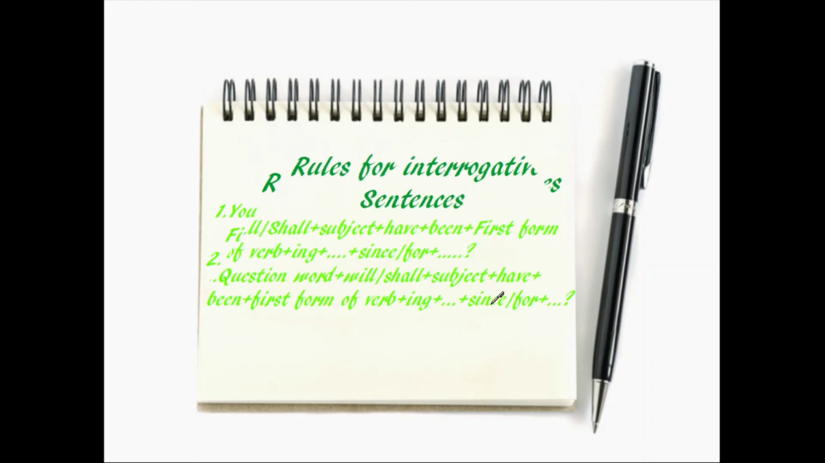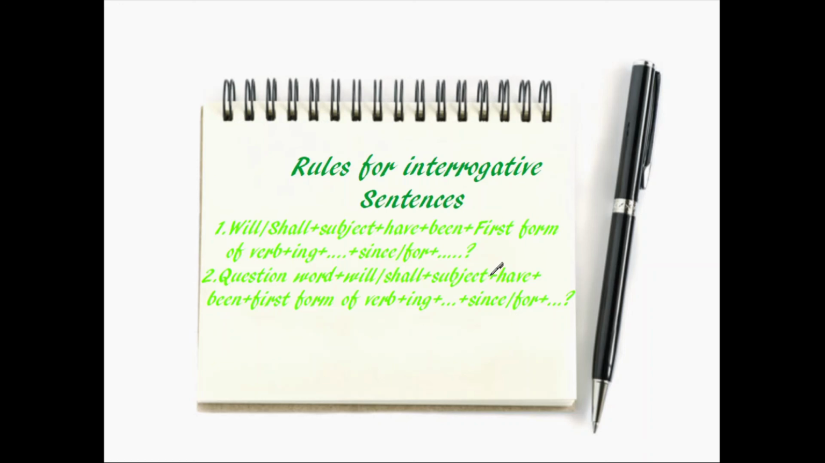Okay. Now here are the rules for interrogative sentences. First one is: will or shall plus subject plus have plus been plus first form of verb plus ing plus the rest plus since or for plus the rest and the question mark. For example, will she have been playing for a long time? So will she have been. Play is the first form of verb, when we are adding ing to it, playing football since morning and the question mark.